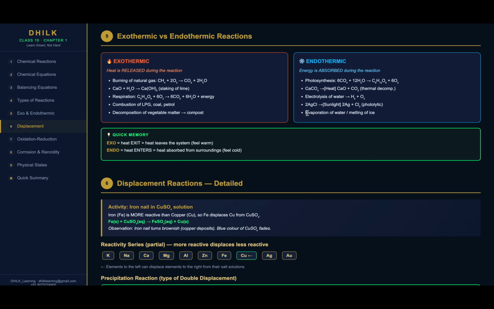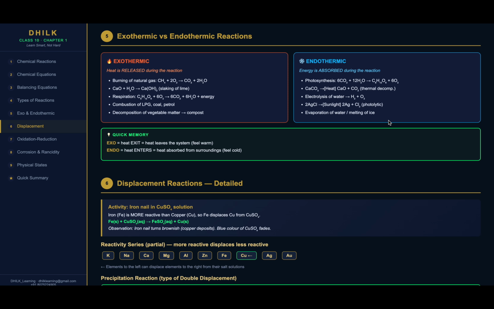Another day-to-day life example is evaporation of water or melting of ice. In all these processes, they are absorbing heat. If ice wants to melt, it needs to get heat energy. It absorbs heat from the surrounding and it melts. That's how this endothermic reaction is happening. The same thing is happening in the evaporation of water also. Water is absorbing heat and converted into steam.